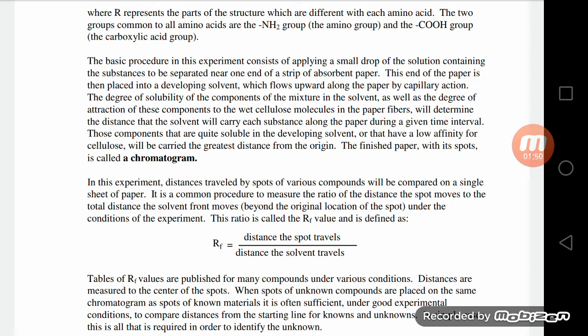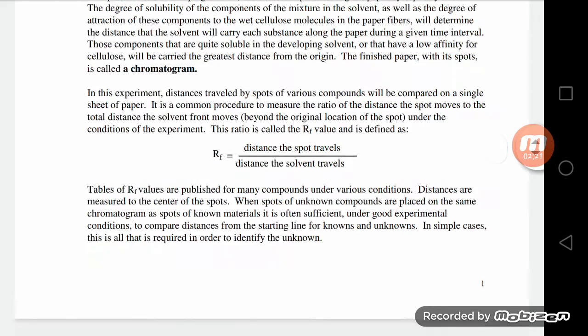The finished paper with its spots is called a chromatogram. In this experiment, the distances traveled by the spots of various components will be compared on a single sheet of paper. It is a common procedure to measure the ratio of the distance the spot moves to the total distance the solvent front moves. Under the conditions of the experiment, the ratio is called the RF value, which we have also studied in the theory part. So RF equals the distance the spot travels upon the distance the solvent travels.